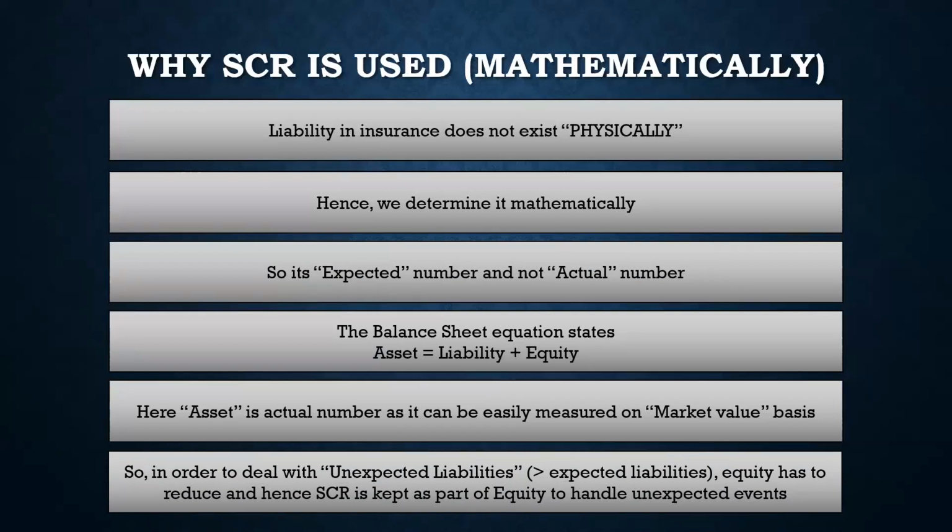So hence SCR is kept as part of equity, or in this case capital, to handle unexpected events. The liability or risk margin is used to handle expected events. If you are saying that I expect 10 people are going to die, and you know there is a chance that 12 or 15 might die, because your best estimate is 10 but there might be a difference here and there, 10 can become 15, 10 can become 8, that is okay. That means your expectation has not been exceeded by much. But suppose 100 people die, some unexpected event happens, so for that SCR is kept.